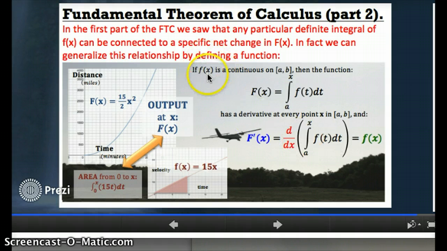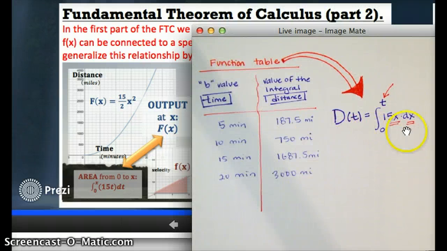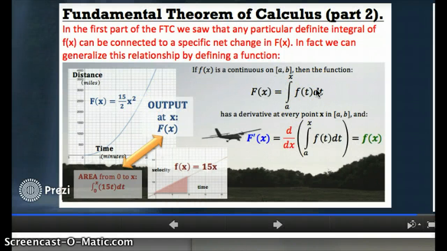If little f is a continuous function, at least between a and b, then the function big F, which is a different function, which is defined by the rule integral from a to x of little f of t dt. In other words, this is a function defined kind of like this function, where the instructions are to plug in your input into the top of the integral. That's how this is defined.